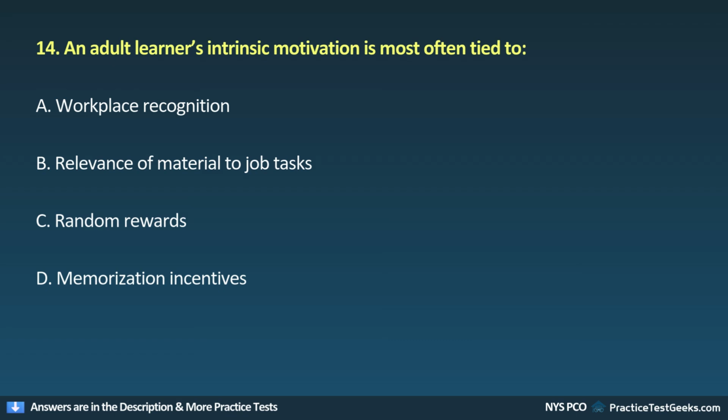14. An adult learner's intrinsic motivation is most often tied to: A. Workplace recognition. B. Relevance of material to job tasks. C. Random rewards. D. Memorization incentives.